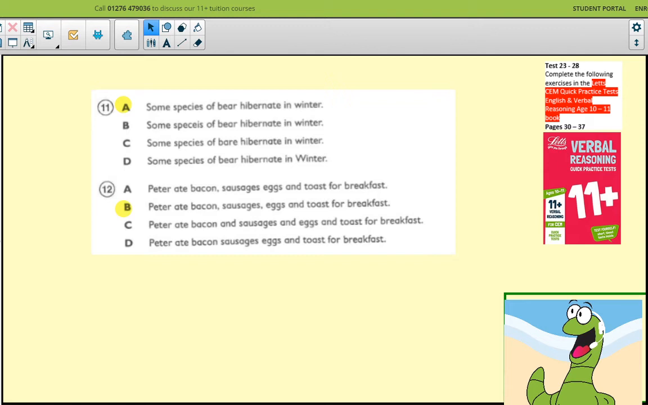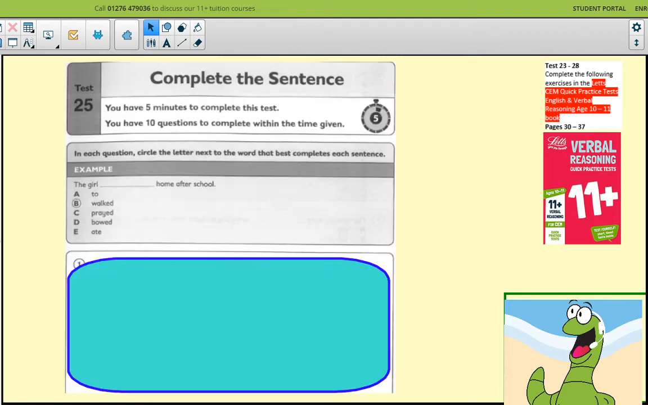B. Peter ate bacon, sausages, eggs and toast for breakfast. Look carefully at the commas. You need some. And that was 12 marks to be gained from that section there.